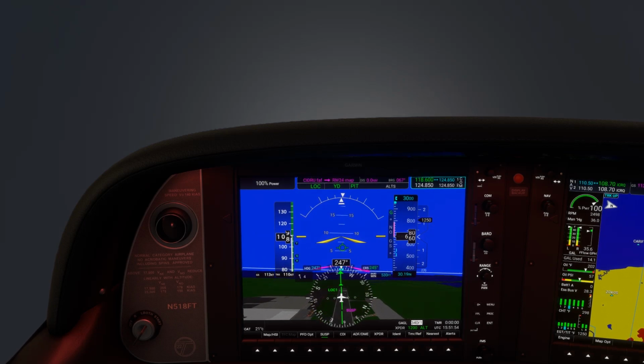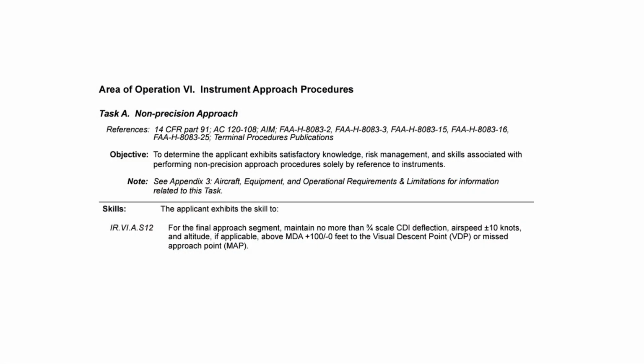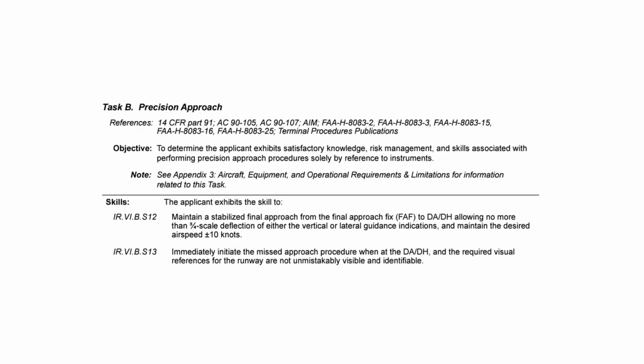If you're still not convinced, have a look at the Airman Certification Standards for the IFR check ride. On the non-precision approach, we have a requirement to maintain an altitude above the MDA plus 100 and minus 0. There's no tolerance for going below the MDA until you're allowed to. But on the precision approach task, that language is completely absent. We need to maintain a stabilized approach down to the DA, and then immediately initiate a missed approach at the DA. Immediately initiate, not go missed and stay above the DA.